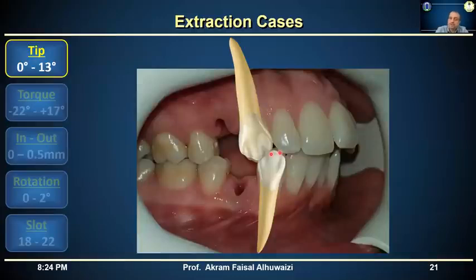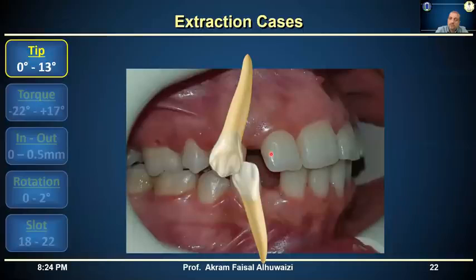So these are the extraction cases. When you have an extraction case and you generally retract the canines, I'm going to show you an extreme case in which you retract the canines and you've got distal tipping. Now, this case was not treated by me. It was treated by a removable appliance. And as you can see, there's a lot of distal tipping, but it's a nice case to give the idea that when you retract canines, you generally get distal tipping.